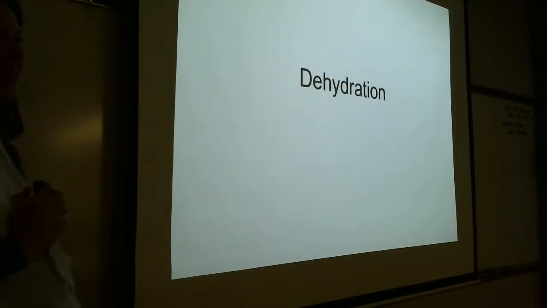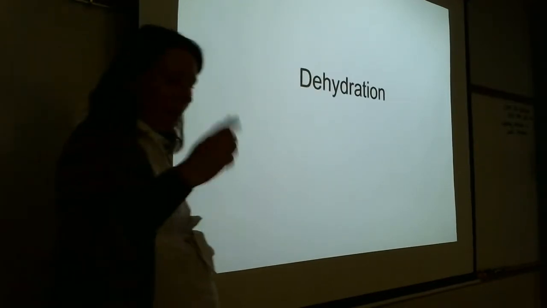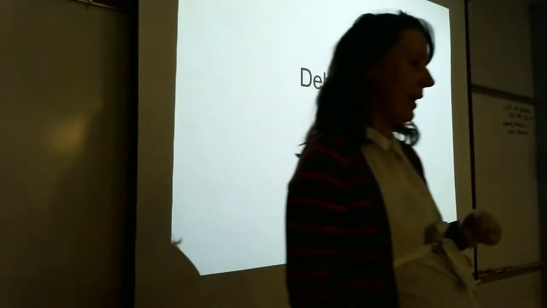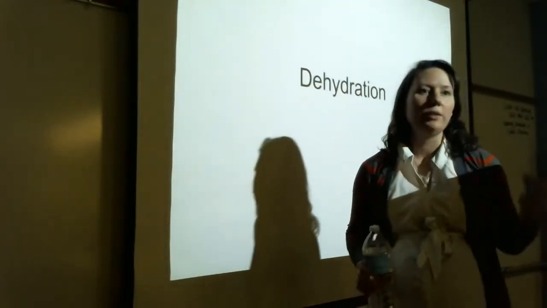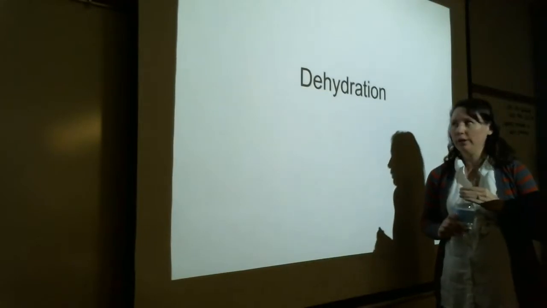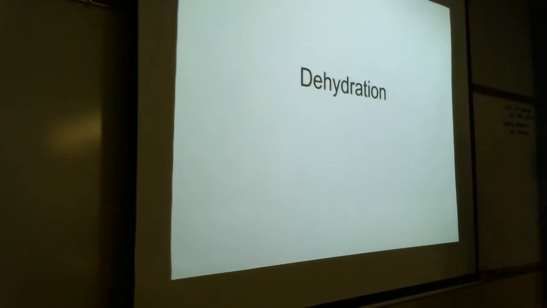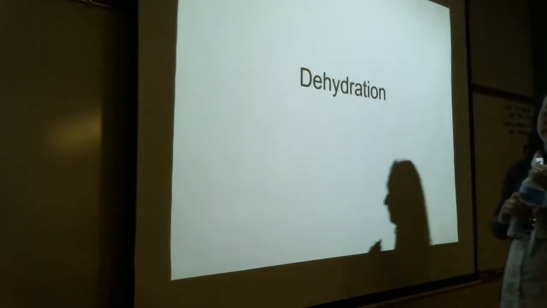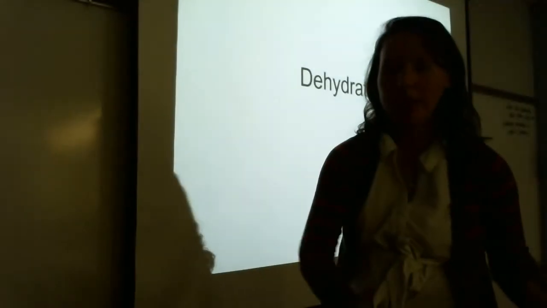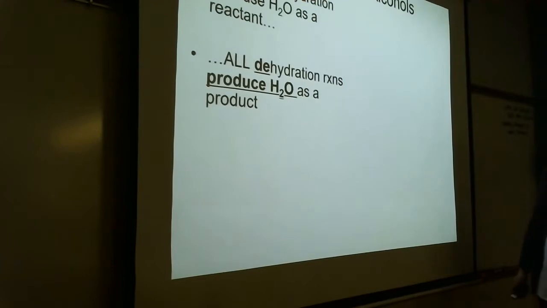All right, let's talk about dehydration. So think back to when we did alkenes. When we did alkene hydration, what did we add? Water. So when we do dehydration, what do you think we're going to be removing? Water. Oh, I'm so dehydrated, I need to drink some water. I don't have enough water, I'm dehydrated. So when we dehydrate an alcohol, we're going to be removing H2O. We're going to be producing it as a product, in other words.